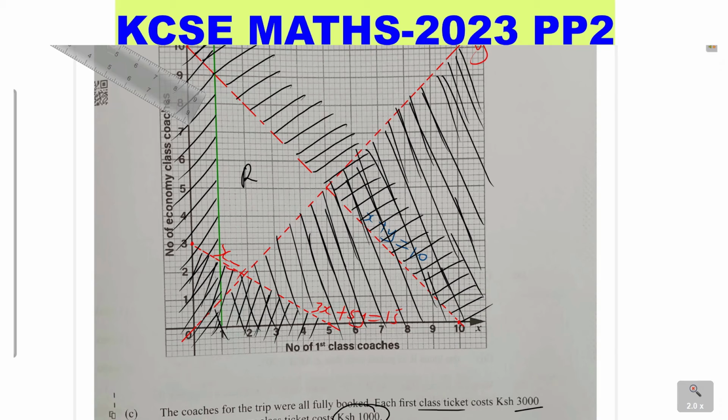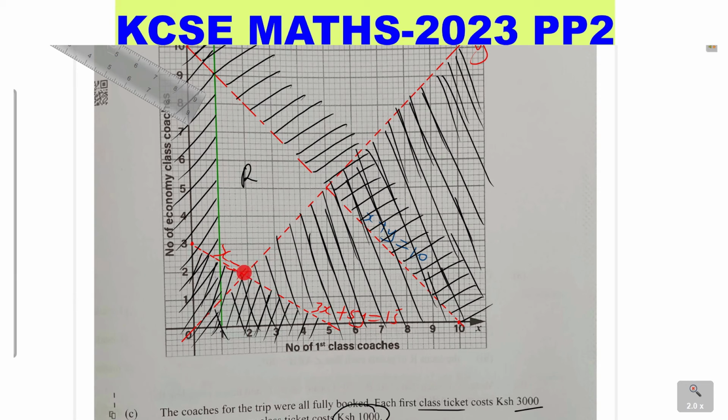or the amount. So the method that you're going to use, you can use several methods. You can use the search line or the inspection method. I will use the inspection method. For the inspection method, you inspect the corner points of the feasible region, the corner points.